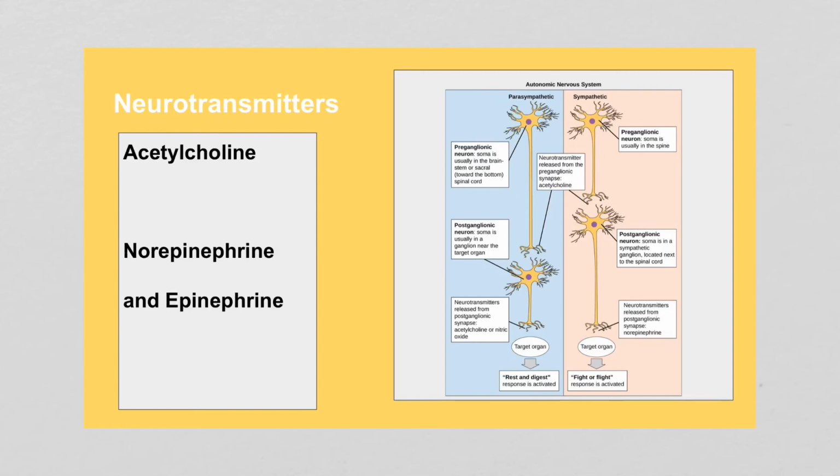Norepinephrine and its close relative epinephrine bind to adrenergic receptors and can be inhibitory or excitatory, depending on the class of the adrenergic receptor and its target organ. Norepinephrine can increase the heart rate, but it can cause relaxation in the bronchi of the lungs.